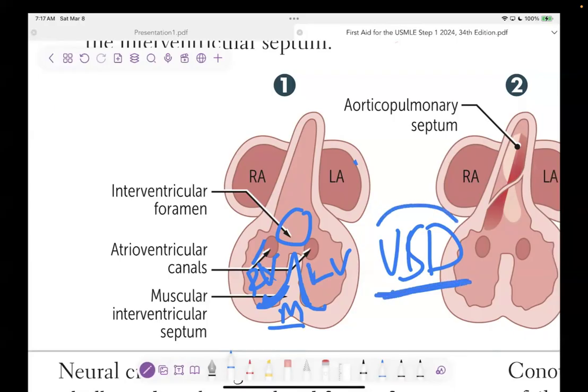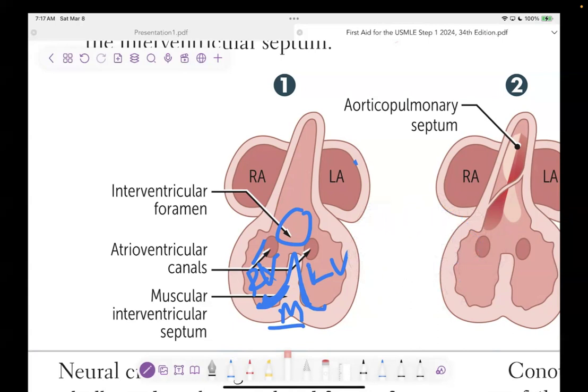Which is very common. This is also common in Down syndrome and a lot of other syndromes, VSD, and also in tetralogy of Fallot, which I'm going to explain next day. So this is called VSD. This is very easy for ventricles. It doesn't have a lot of twists and a lot of explanations.